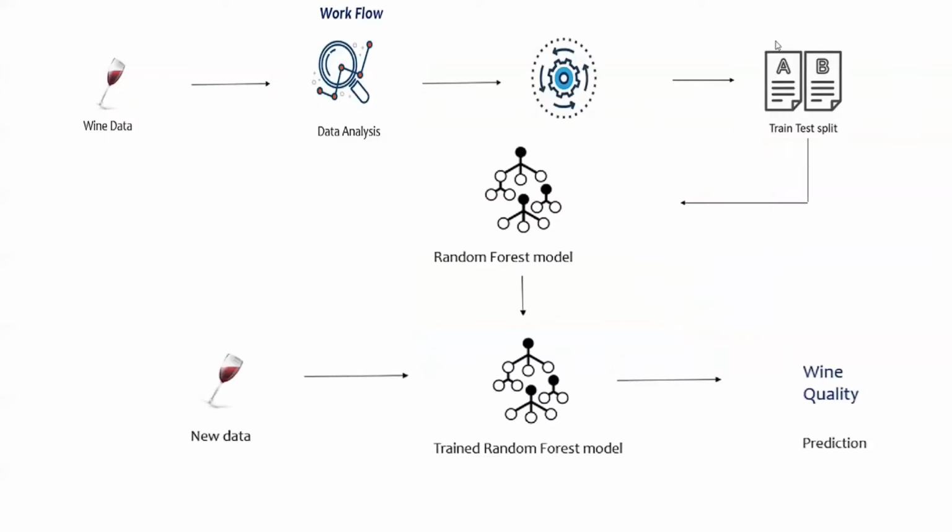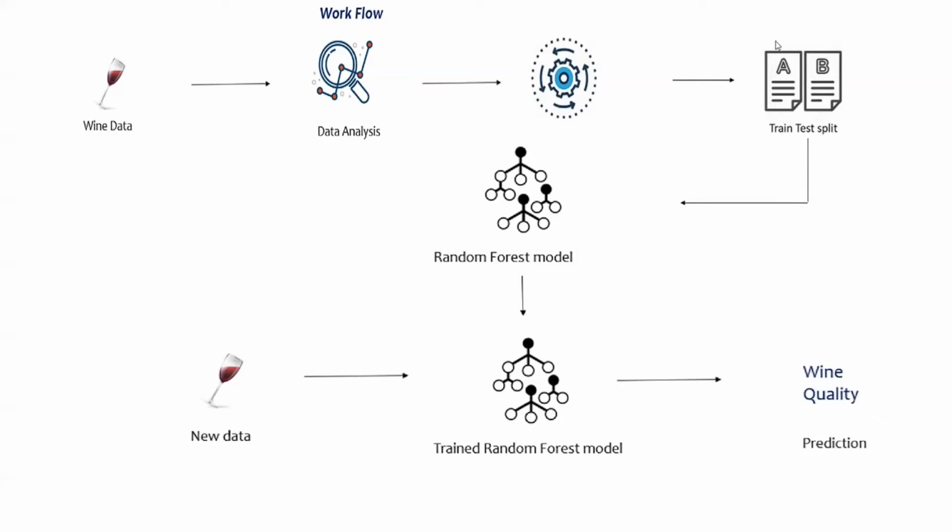We need this wine dataset, which has chemical parameter values and label values. Here the label is nothing but the quality of the wine. We will train our machine learning model using this labeled dataset. So when you train a machine learning model with a labeled dataset, that type of learning is called supervised learning. When we use an unlabeled dataset, it is called unsupervised learning.